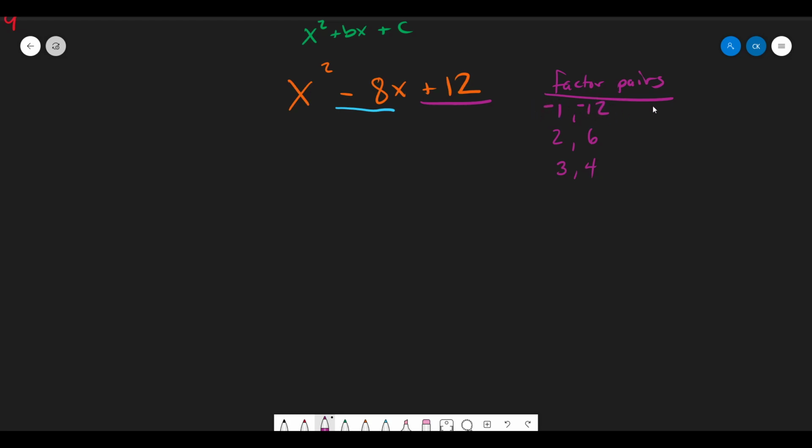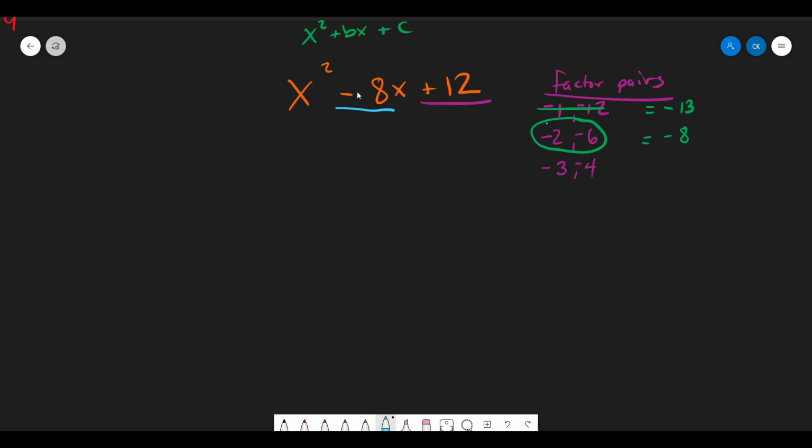and negative 12. I'm going to work with negative 2 and negative 6. I'm going to work with negative 3 and negative 4. But I am going to do the same thing. I'm going to add them together. So negative 1 plus negative 12, that's negative 13. That's not what I want. Negative 2 plus negative 6, that's negative 8. And that is what I want. I wanted to get negative 8. So this is the pair that I want to use.